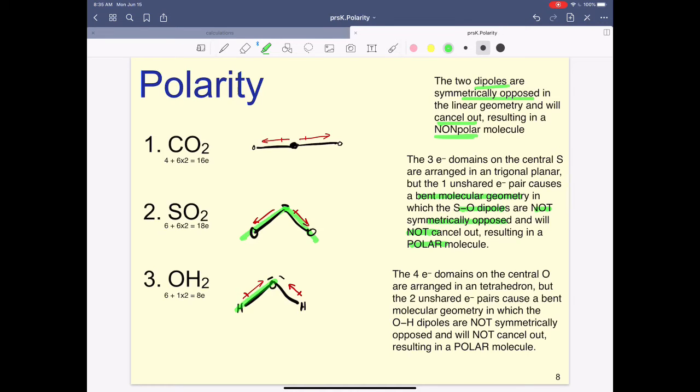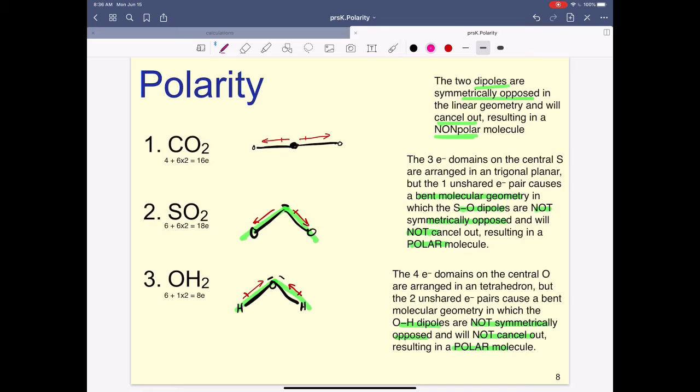The same is true for water, in which the molecule is bent, this time bent resulting from the tetrahedron, but again the OH dipoles are not symmetrically opposed. They will not cancel out and will result in a polar molecule.